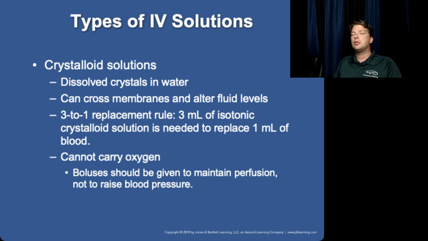And this is why we use a 3-to-1 replacement, right? What that means is for every milliliter of fluid loss or blood loss, you need 3 milliliters of crystalloid, isotonic solution replacement. So if a patient loses 1 liter of blood, they're going to need 3 liters of fluid to replace that volume, because 2/3 of the fluids, of the crystalloids that we give our patients, will shift out of the bloodstream within 20 minutes of administration.